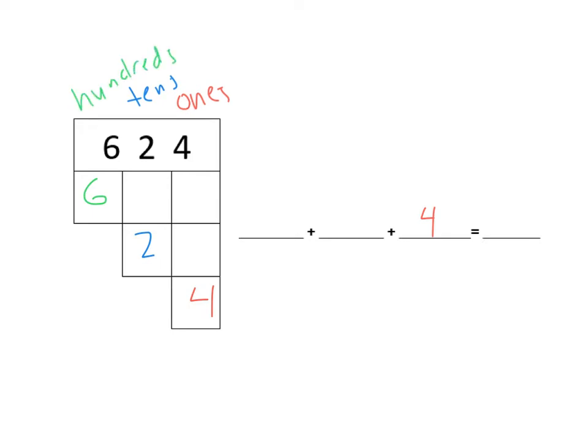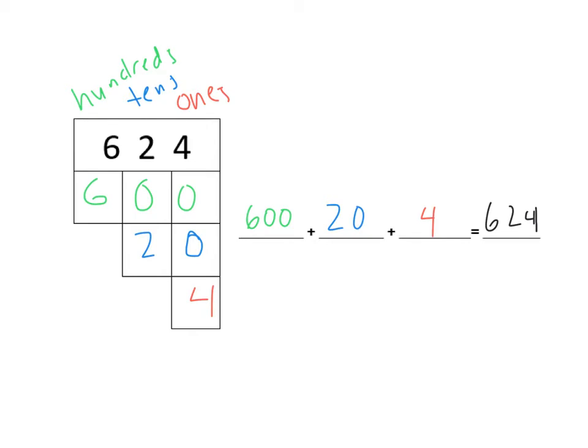Okay, so the 2 is 2 tens, which means 2 tens is 20. 10, 20. Okay, and 6 hundreds means that this 6 is really worth 600. Okay, so all of these, if you added them back up together, would give you 624. So that's the standard expanded form here.